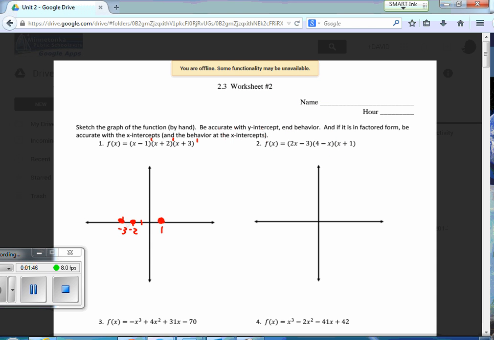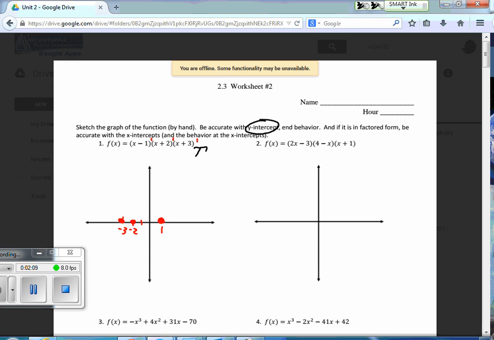So it says be accurate with y-intercept. There's no number sticking out at the end here. So how do I find the y-intercept? Fill in this sentence for me. The y-intercept is where? What is 0? No, the y-intercept is where what? Not where y equals 0. The y-intercept is where what? X equals 0.